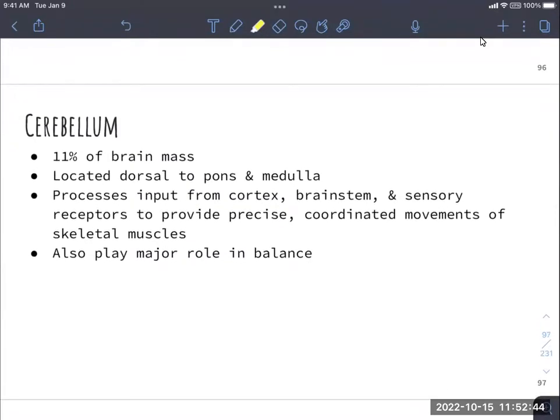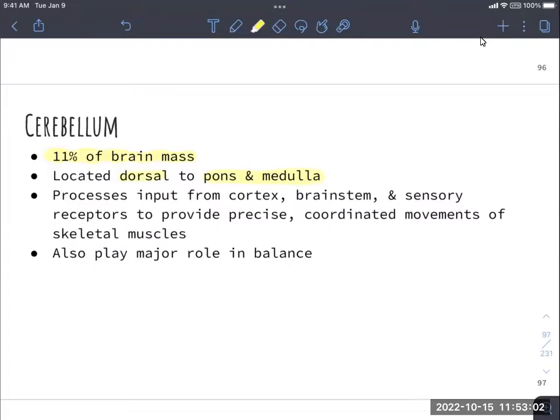Let's look at the cerebellum. Next, our cerebellum. It's 11% of your brain mass, so it's pretty tiny. And it's behind, dorsal means behind, the pons and the medulla.